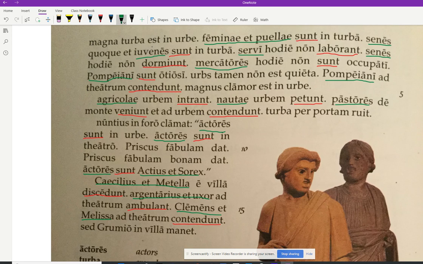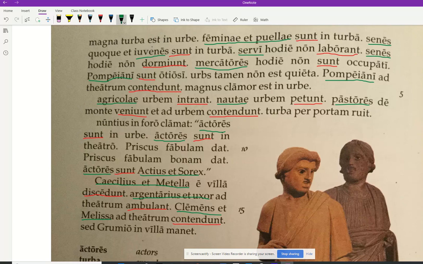Okay, so next sentence, servi hodie non laborant. So non laborant, are not working. Who are not working? Servi, right? Nominative plural, second declension. Slaves are not working. Hodie, this day. So who's not working this day? Who's not working today? Slaves. So slaves are not working today. Senes hodie non dormiunt, right? So today are not sleeping. The nominative plural senes. So old men are not sleeping today.